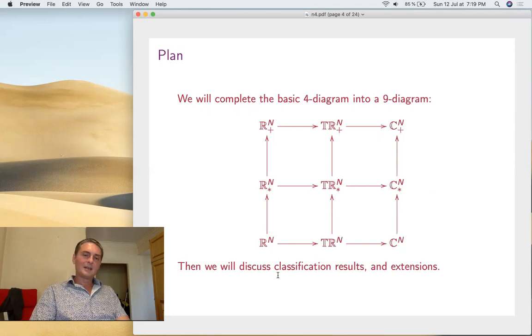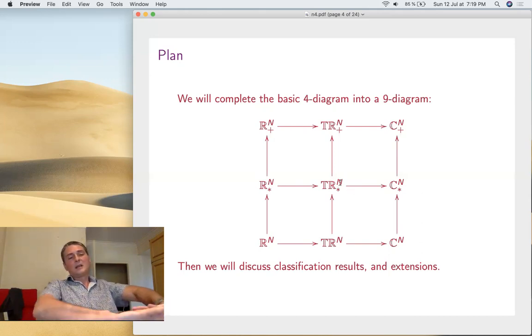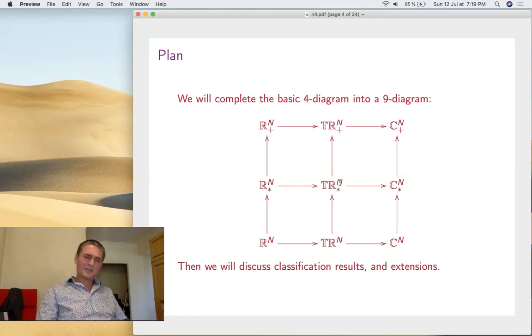And then we'll get into classification results. So I'd like somehow to have a result stating that under strong axioms there are no other geometries. And here, once again, we'll get into a very advanced classification business. I mean, state of the art.